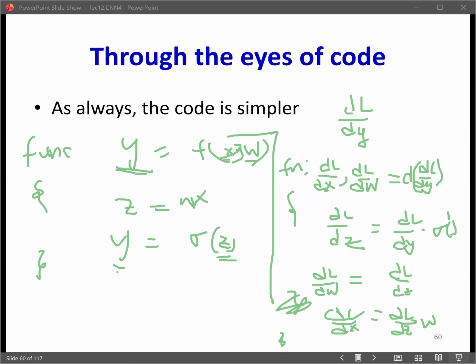So look what I did. I didn't even worry about what the code was, right? I just saw z equals wx, y equals sigma of z. So I started from the bottom and computed the derivative for z. Then I just took a step back and computed the derivative for w and x, right?